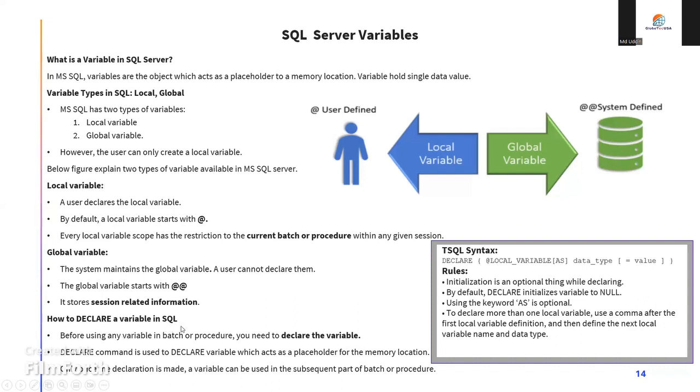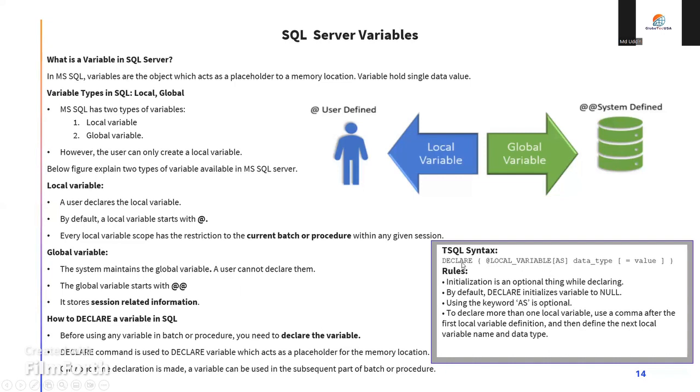How to declare variables in SQL? Before using any variables in a batch or procedure, you need to declare them, just as we need to declare data types. You can use the DECLARE command to declare these variables, which will take a placeholder in the memory location, and only once the declaration is made can a variable be used in the subsequent part of the batch or procedure. So unless you declare the variables and data types, you cannot use them in your procedure or in your query.